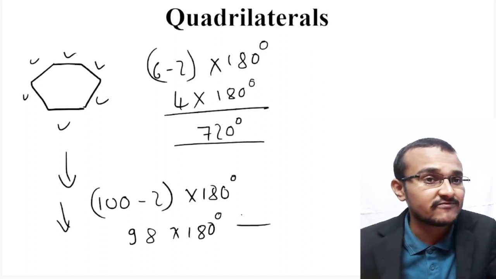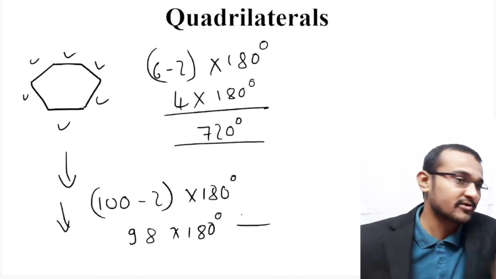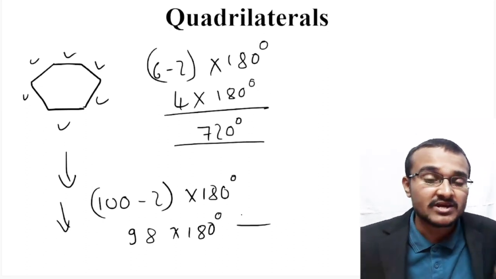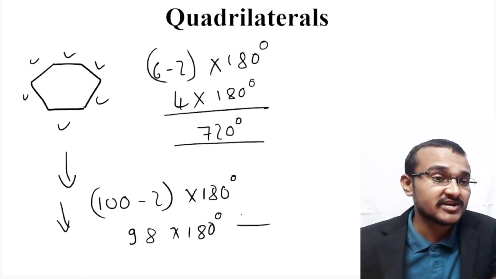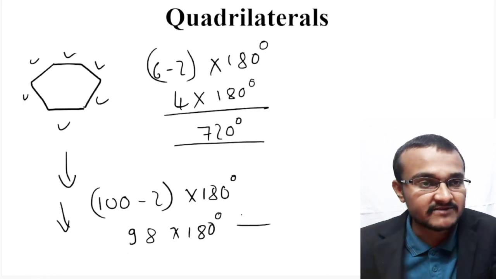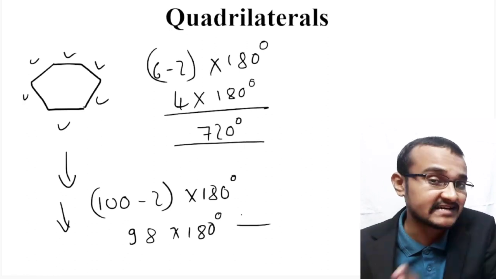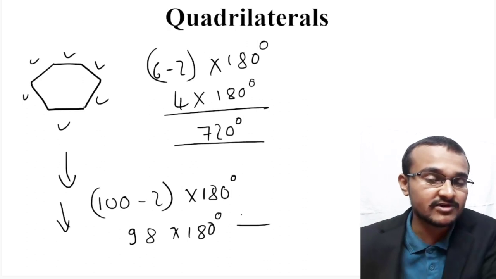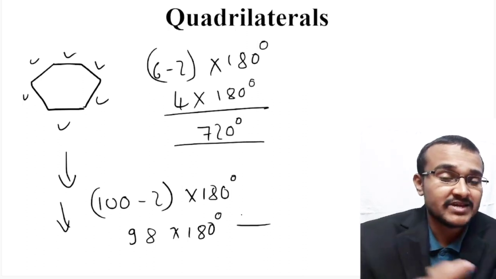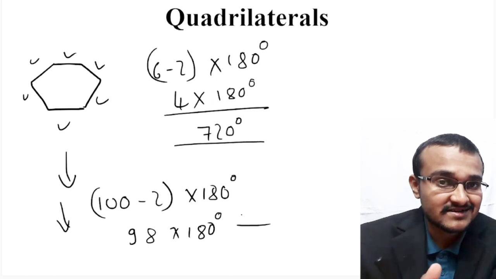The sum of exterior angles of any polygon will be 360 degrees in common. But the sum of interior angles for individual polygons will be different. For a triangle, it will be different. For a quadrilateral, it will be different. For a pentagon, it will be different. Hexagon, it will be different. And the general formula for that is (n minus 2) into 180 degrees, where n is the number of sides of that particular polygon.